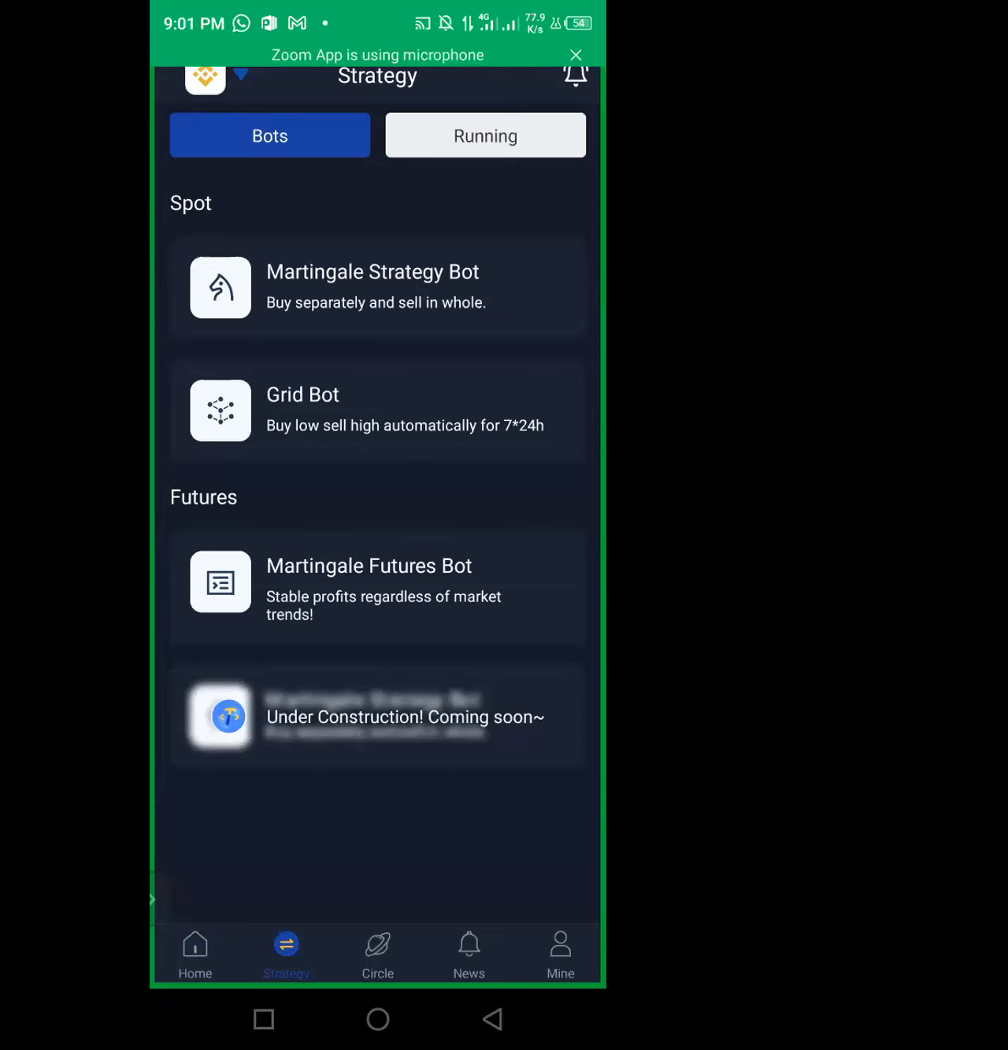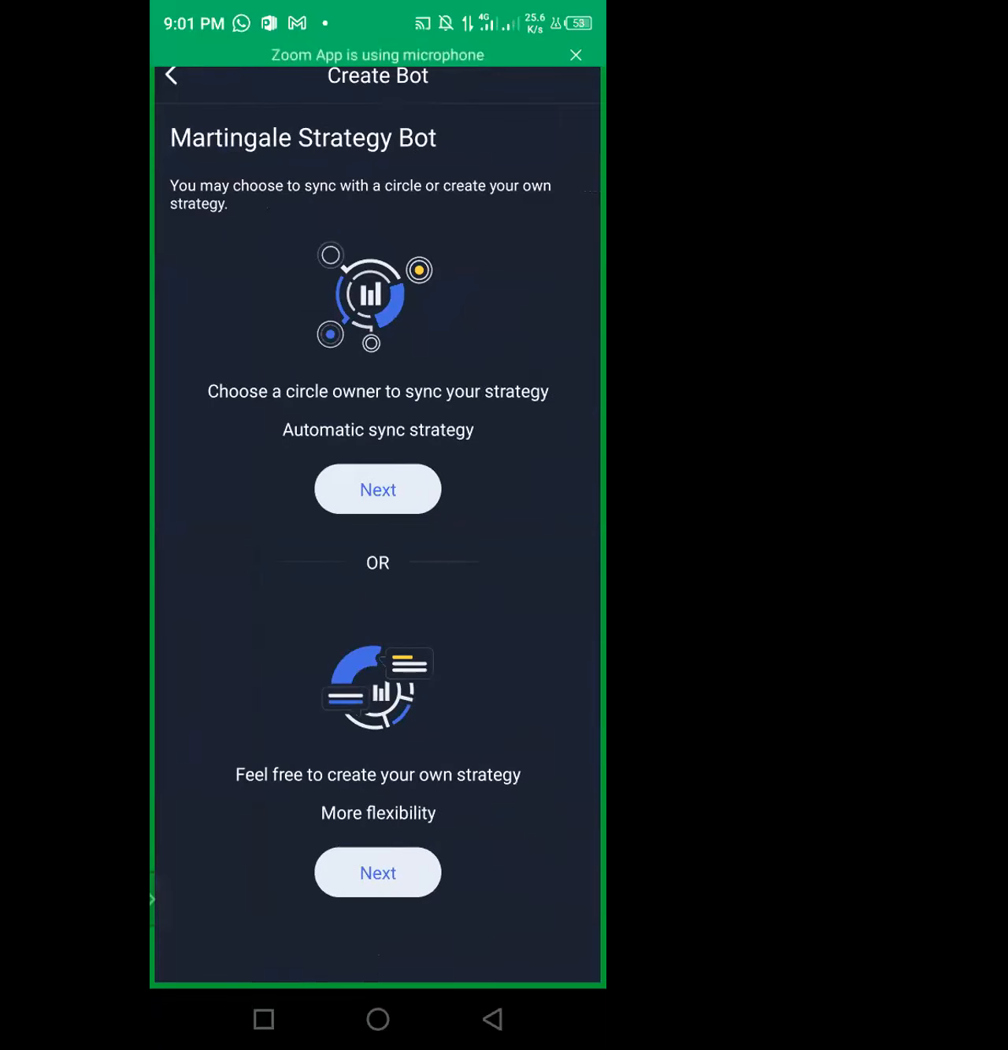We are using the martingale strategy. That is what I just explained when I gave the example of the provision store owner, the businessman that went to buy a bag of rice. He started with two, and when the price went down, he went back to buy like four. When the price went down again, he went back to buy like eight. So those margin call buys are what we call the martingale strategy. You understand? So buy separately and sell in whole. So you click on it.